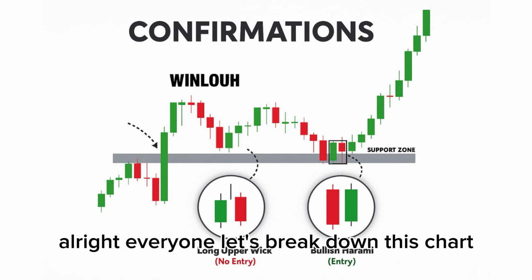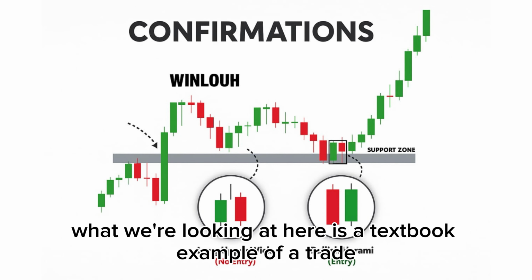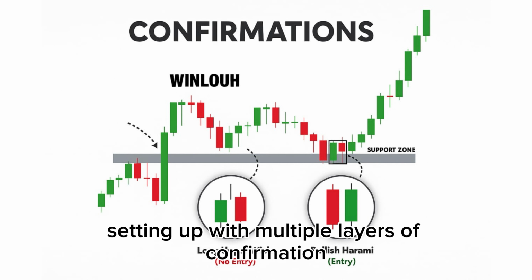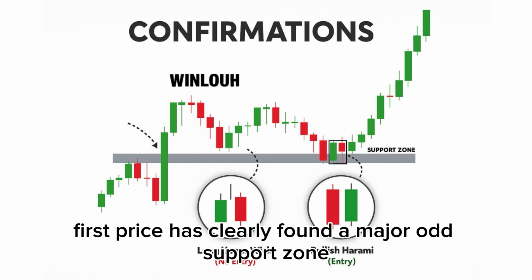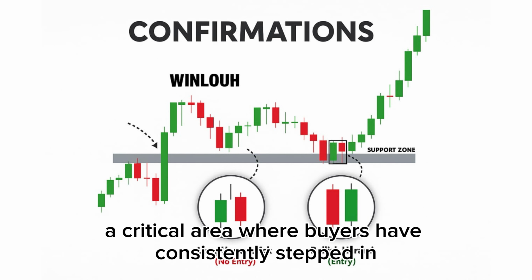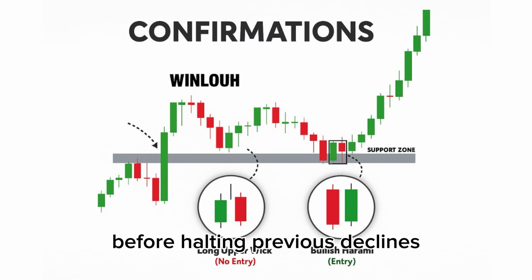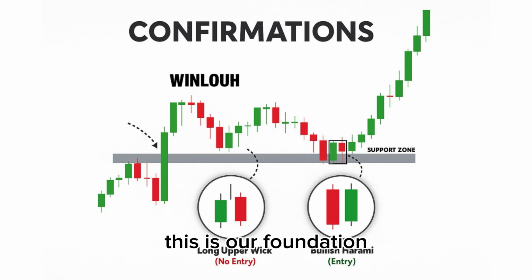All right, everyone, let's break down this chart. What we're looking at here is a textbook example of a trade setting up with multiple layers of confirmation. First, price has clearly found a major support zone, a critical area where buyers have consistently stepped in before, halting previous declines. This is our foundation.